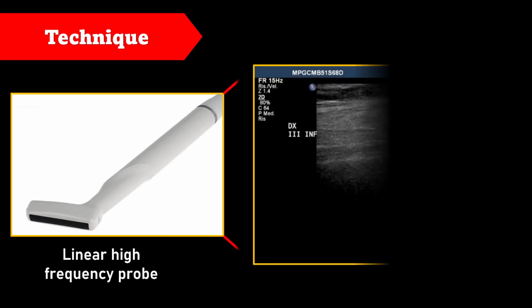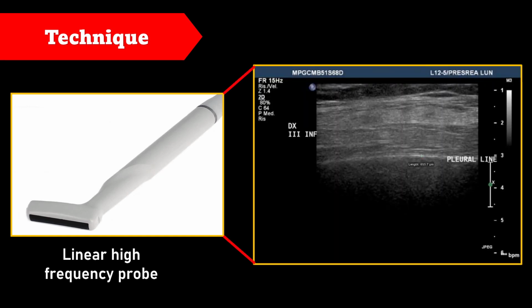The technique of performing ultrasound, we can use the linear probes, the high frequency probes. You know, there are different probes with different frequencies. The higher the frequency, the higher the resolution, but the lower the penetration, and vice versa. The lower the frequency, the higher the penetration, but the lower the resolution of the image.